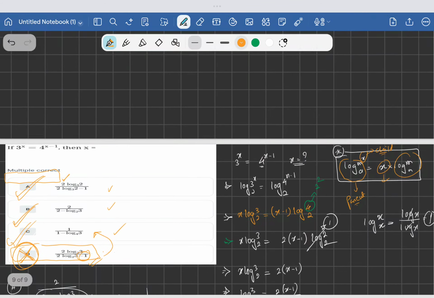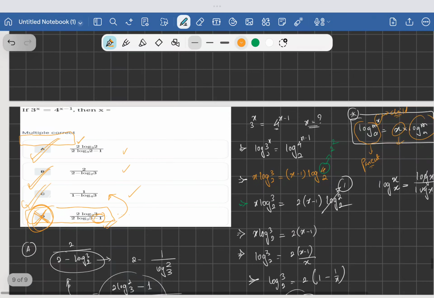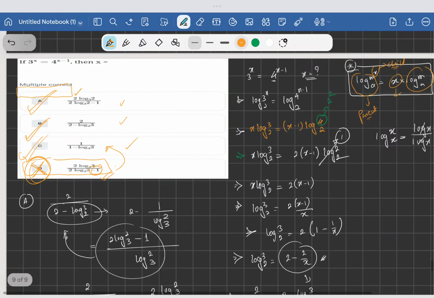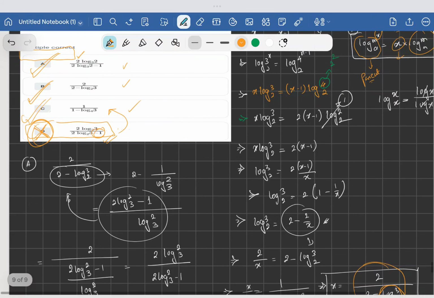So this is how we answer these kinds of questions in a very short amount of time. It can also be answered in an even shorter way, but due to the explanation I have taken 9 or 10 minutes, I think.